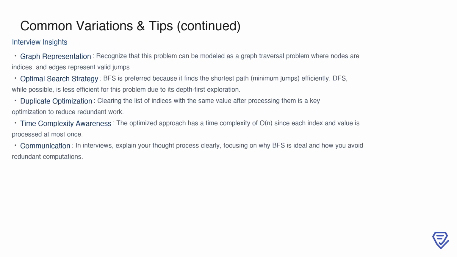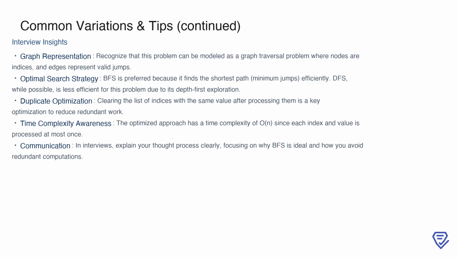This problem is best approached as a graph traversal, where the indices of the array are nodes and the valid jumps form edges. Given this setup, BFS becomes the optimal search strategy because it efficiently finds the shortest path, or minimum number of jumps, required to reach the last index. While DFS is possible, it's less suited for this problem since it explores paths deeply before backtracking, often leading to redundant work and inefficiency. Another critical optimization is clearing the list of indices with the same value after processing them. This prevents revisiting nodes unnecessarily and keeps the time complexity manageable.